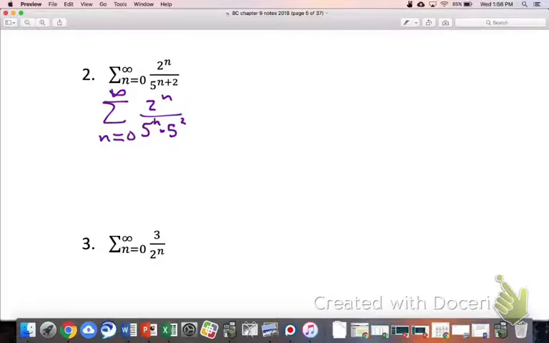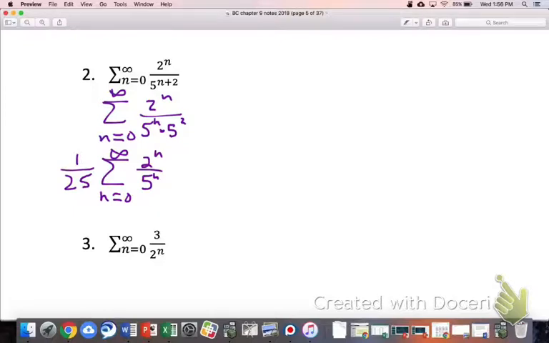Notice that the sigma only applies to anything that has an n on it. And so what I could then do is get that 5 squared out of there, and rewrite it as 1/25 sigma from 0 to infinity. And then it would be 2 to the n over 5 to the n. This is cleaned up significantly, but I still can see how someone wouldn't be able to see the common ratio.